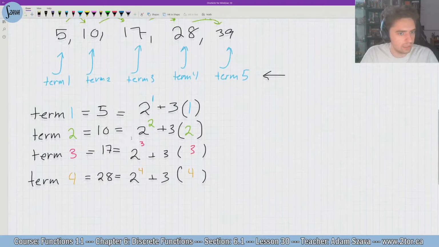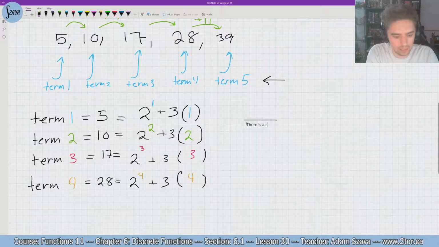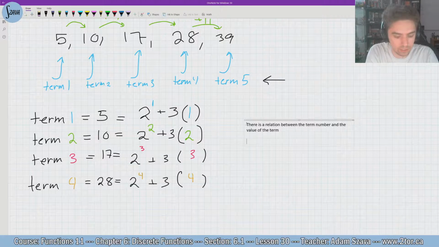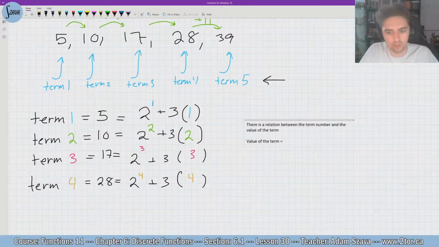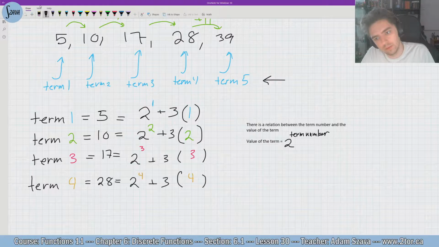We can see how this relates. We showed that there is a relation between the term number and the value of the term. Specifically, the relation is that the value of the term is equal to 2 to the power of the term number, plus 3 times the term number. I'll just type this out.